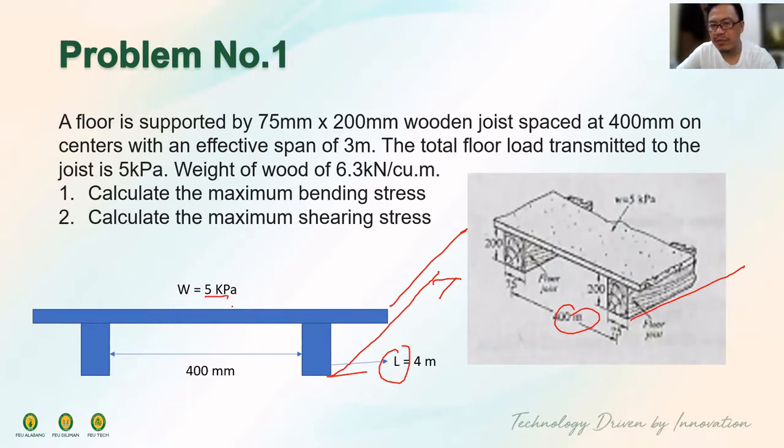This load will be coming from the weight of the slab. But here, consider the weight of wood. Unit weight of wood is 6.3 kilonewton per cubic meter. So if we are going to calculate this one, then we have to calculate first the weight of wood.